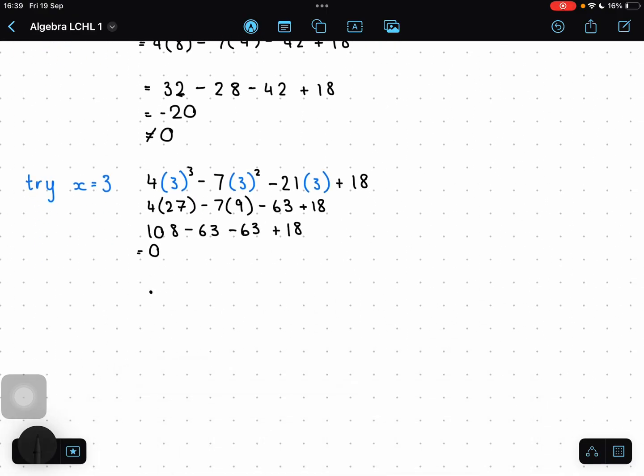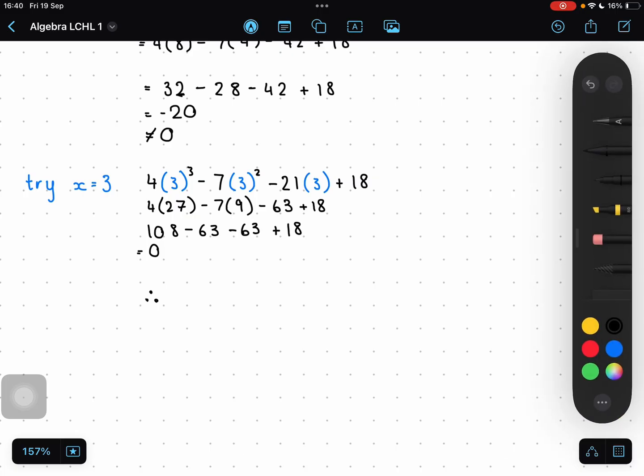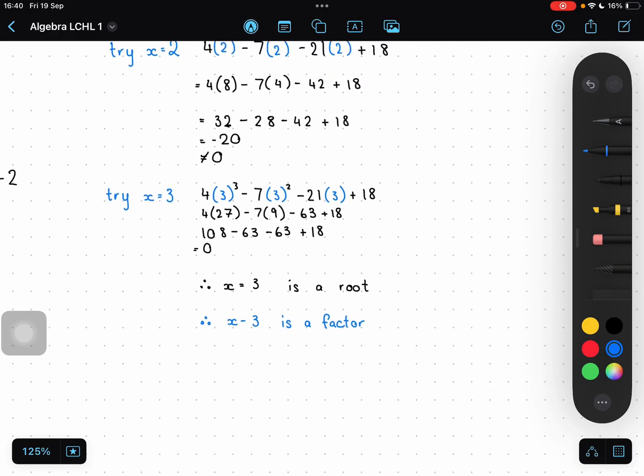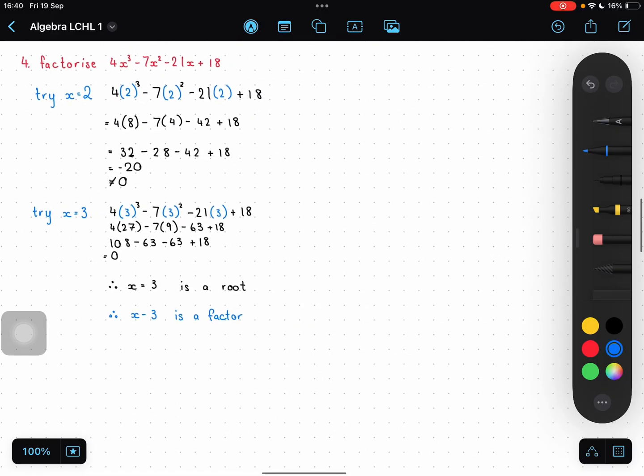Okay, so now we are in a very good place, because we know x equals 3 is a root. Okay, and therefore what is the factor? So if we get this to equal 0, it's a factor. Okay, so how do I get that to equal 0? Well, I'll just take 3 away from both sides. So x minus 3 is a factor. Okay, so now I know how to start off the factorization of this question.